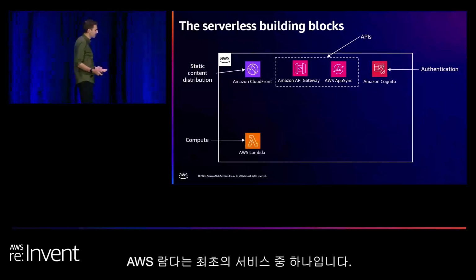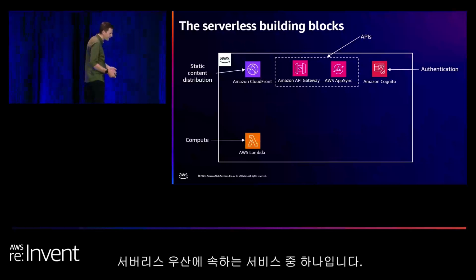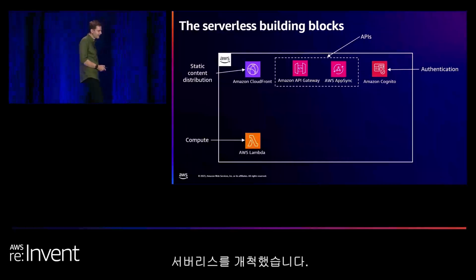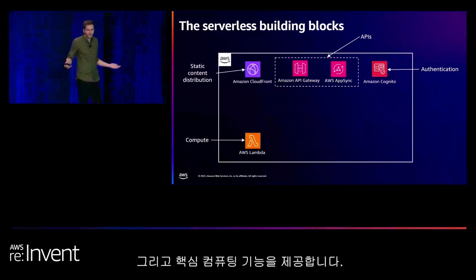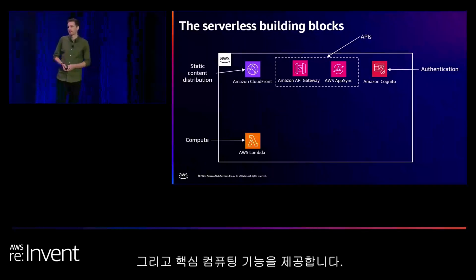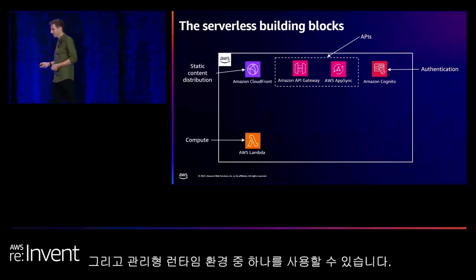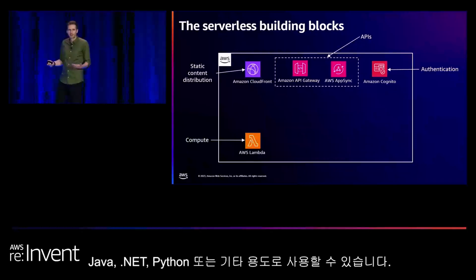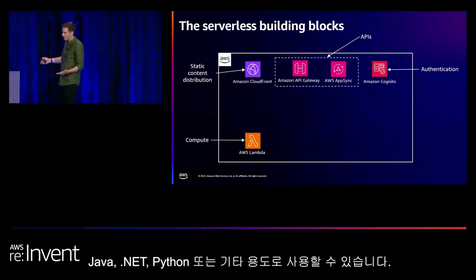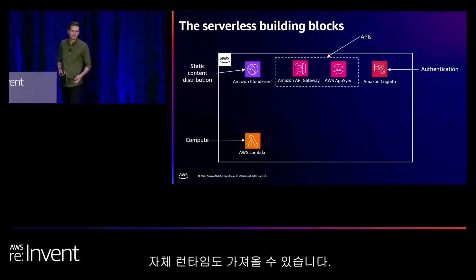AWS Lambda is one of the first services which fell under the serverless umbrella. It pioneered serverless. And this provides us with the core compute capability. This is where we write our custom code, our business logic. And we can use one of the managed runtime environments for Java, for .NET, Python, or others. We can bring our own runtime as well.